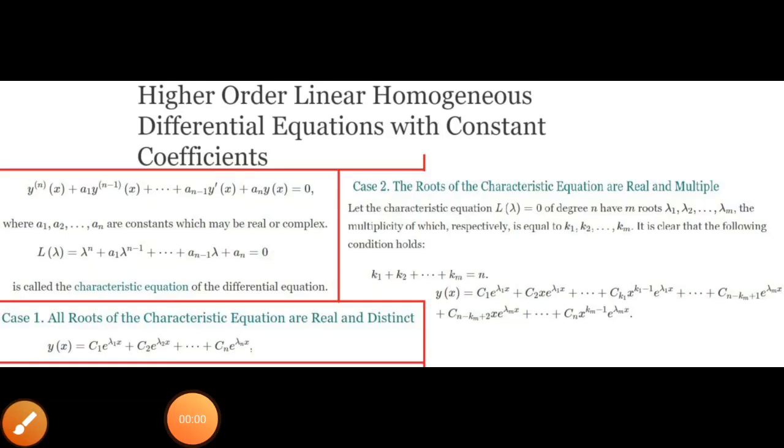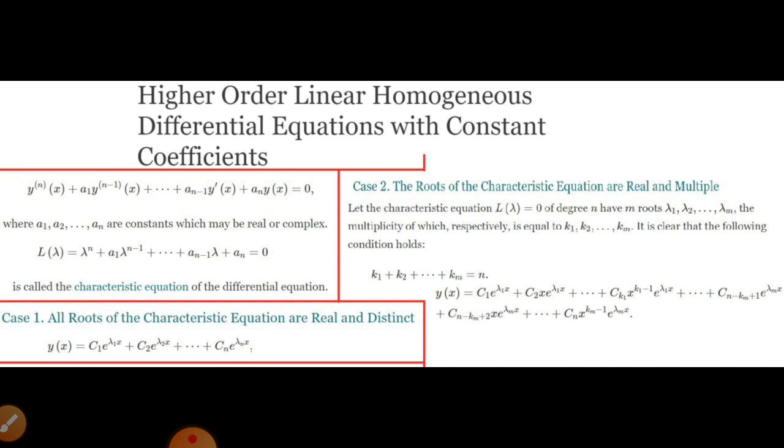The channel Physics by IITians. We have discussed differential equations. Basically, we were concentrated on first order, first degree differential equations. Today, we will consider higher order differential equations, but these will all be of first degree only.